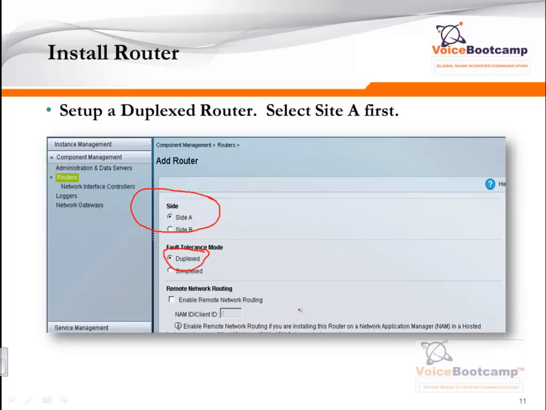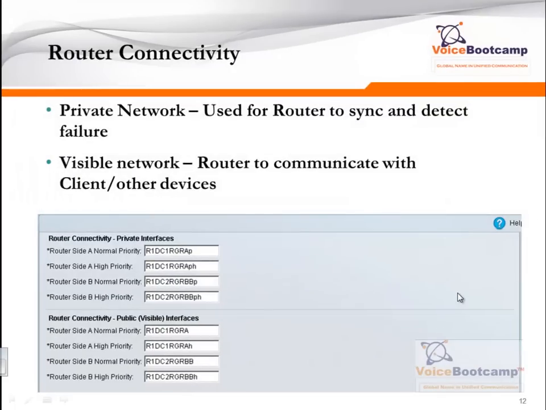If you are deploying Contact Center Enterprise in a hosted solution, then you may need remote network routing. But in this case, we're deploying it for enterprise, so we don't need to select this particular option. Now the router connectivity, like I said, the private network will be used for the router to synchronize and detect failure. The visible network, on the other hand, will be used to communicate with the client and other devices. So in this scenario, you're going to define a private network interface card.